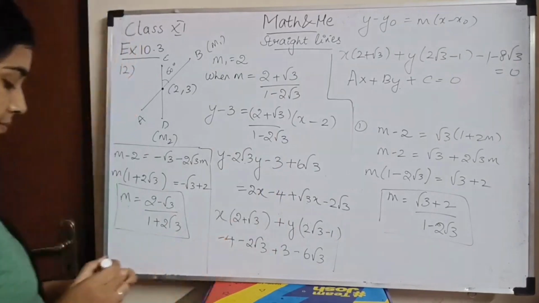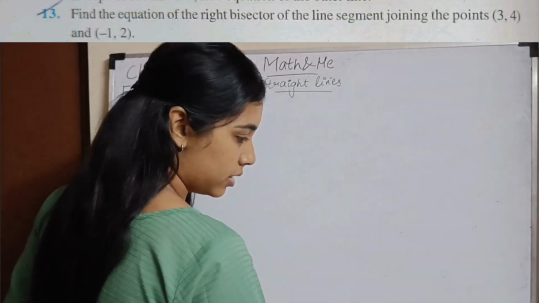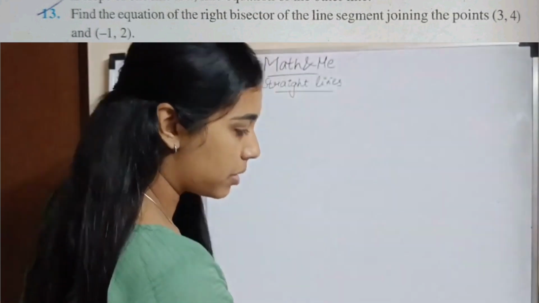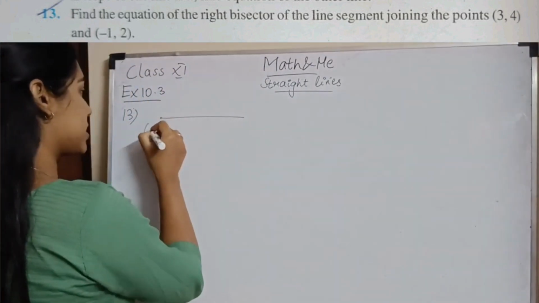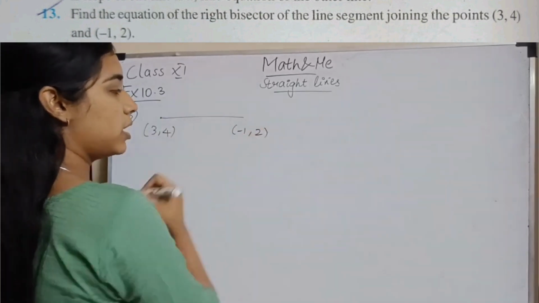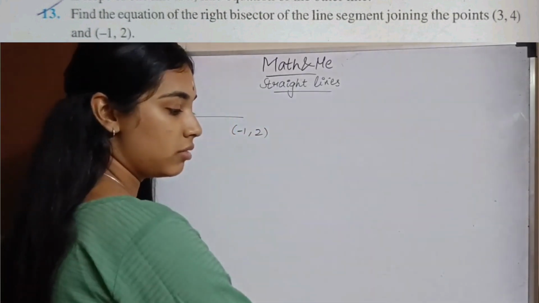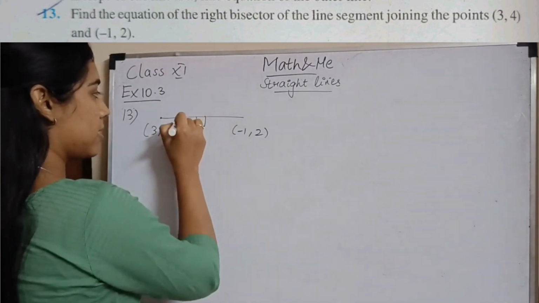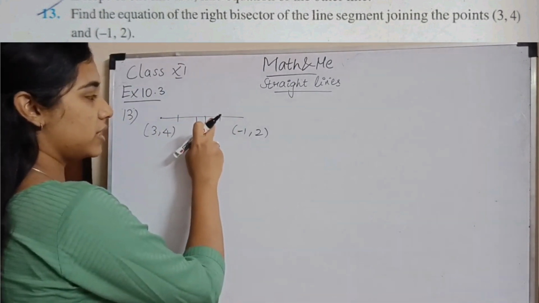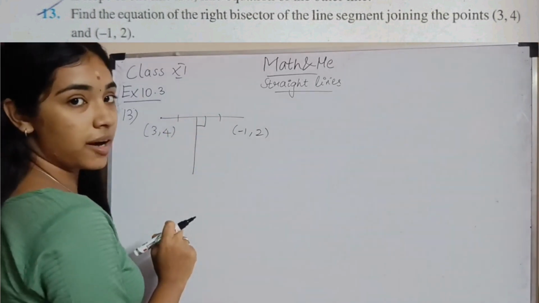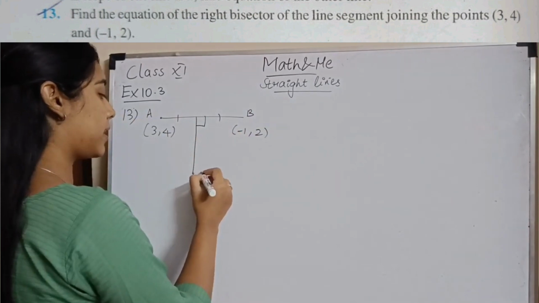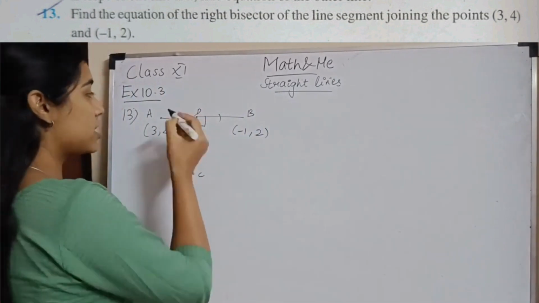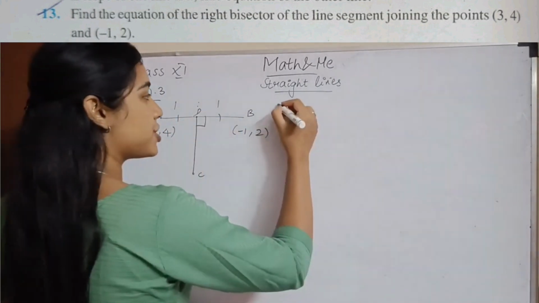Okay? Question number 13. Find the equation of the right bisector of the line segment joining the points 3, 4 and -1, 2. So you have 2 points 3, 4, -1, 2. Find the equation of the right bisector. You have a line right bisector, meaning it is perpendicular to the line and it also divides the line into 2 equal halves. So let this line be AB and let this be CD. So you need to find the equation of this particular line. So this is of the ratio 1:1. So what is your m is to n?